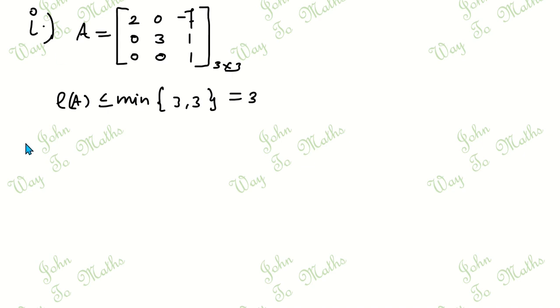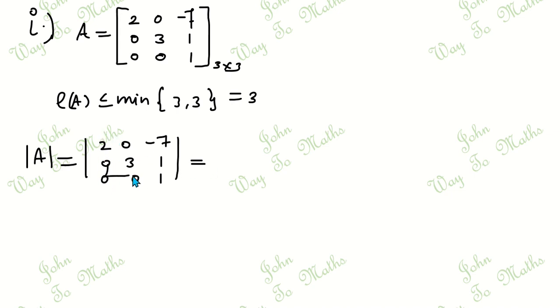First I'm going to find the determinant of A matrix, which is the determinant of 2 0 minus 7, 0 3 1, 0 0 1. Here I'm going to apply the property of the determinant. Here it is an upper triangular matrix, with 0 0 0 below the diagonal. So this is the upper triangular matrix. Multiplying the diagonal entries, we get the determinant value 2 into 3 into 1, which is equal to 6.